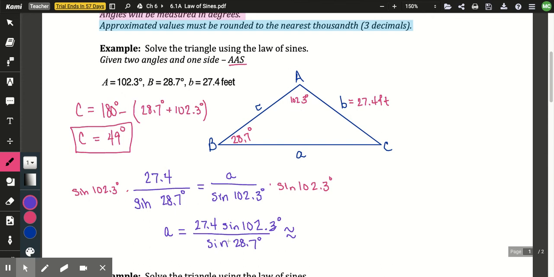I wanted to show this to you, but I couldn't get my screen recorder to work right. So anyhow, I'm going to type all this in my calculator, and the answer you should get is 55.747, rounded to 3 decimal places. That is a side length, so that is going to be measured in feet because they told me that the one side I knew was also measured in feet.